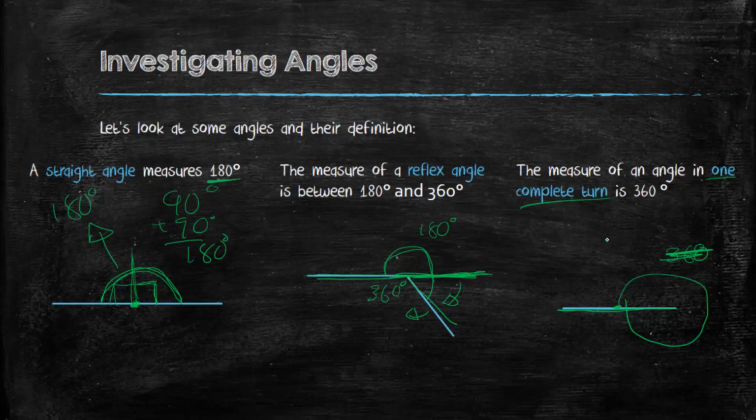Oh, sorry, let me write that again. 360 degrees, and that's what a circle is. A circle is 360 degrees.